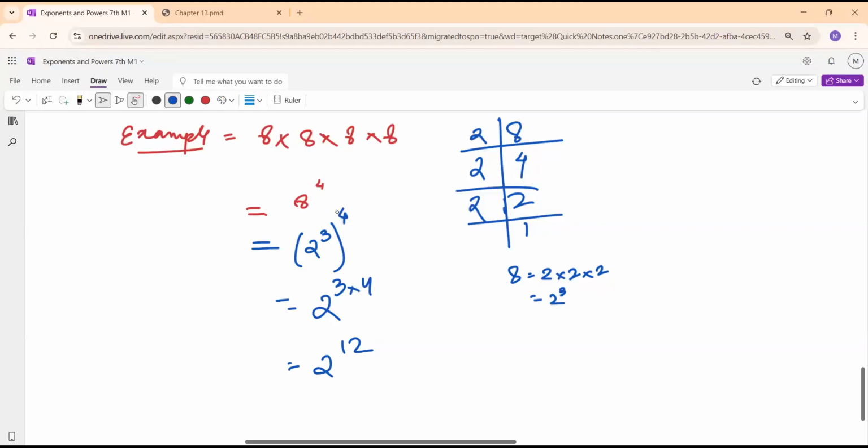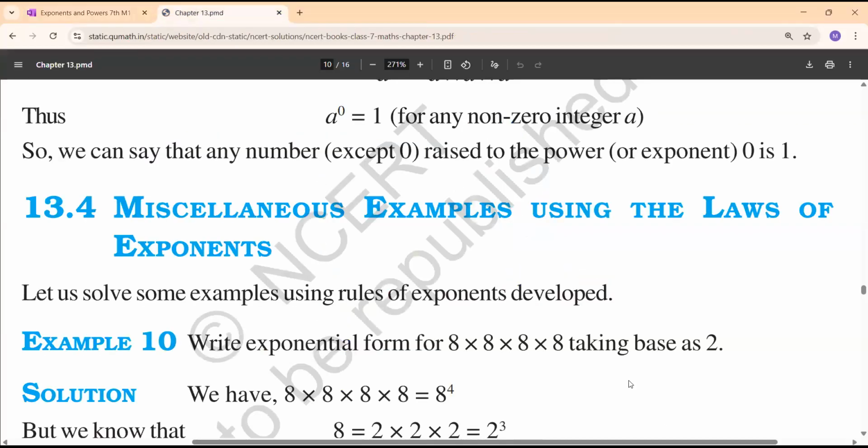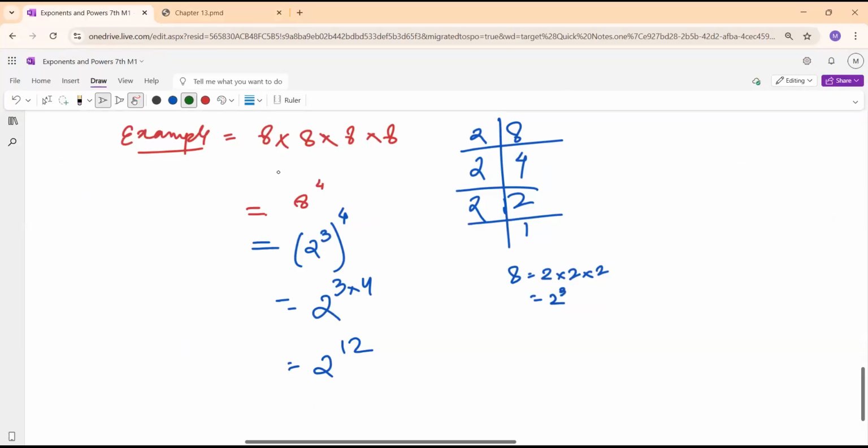So it would be 3 into 4. I repeat it once again what I did in the question. 8 into 8 into 8 into 8 was given. I write it as 8 raised to the power 4. Now they said taking base as 2. We need the base as 2. But we have the base as 8. How do we convert it to 2?